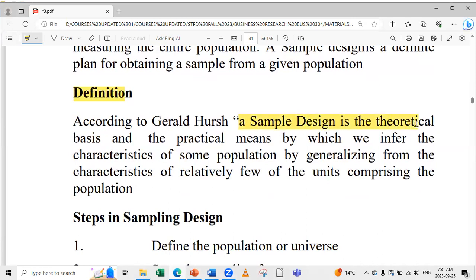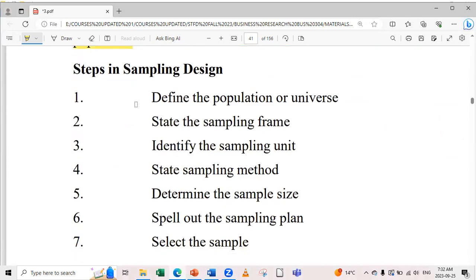Sample design is the theoretical basis and practical means by which we infer the characteristics of some population by generalizing from the characteristics of units comprising the population, which is the sample. So you take the characteristics from the sample, and you can apply them with confidence to the whole population. This is the meaning of the sample.